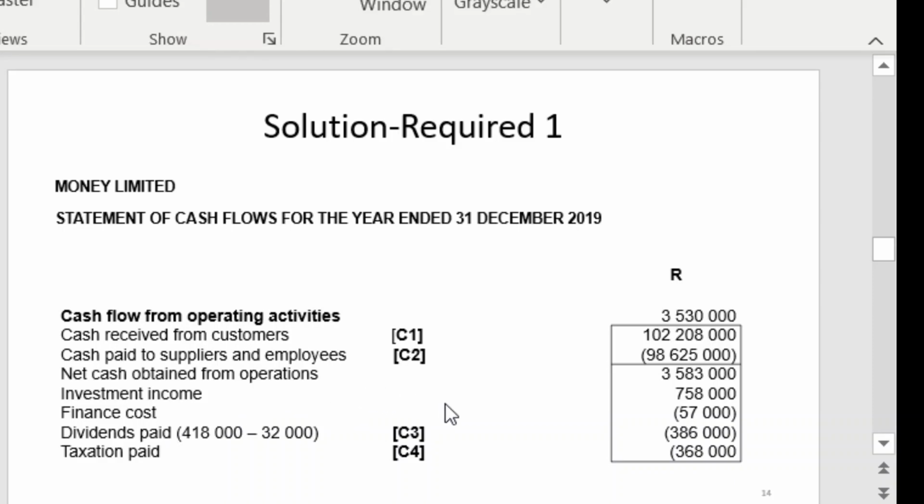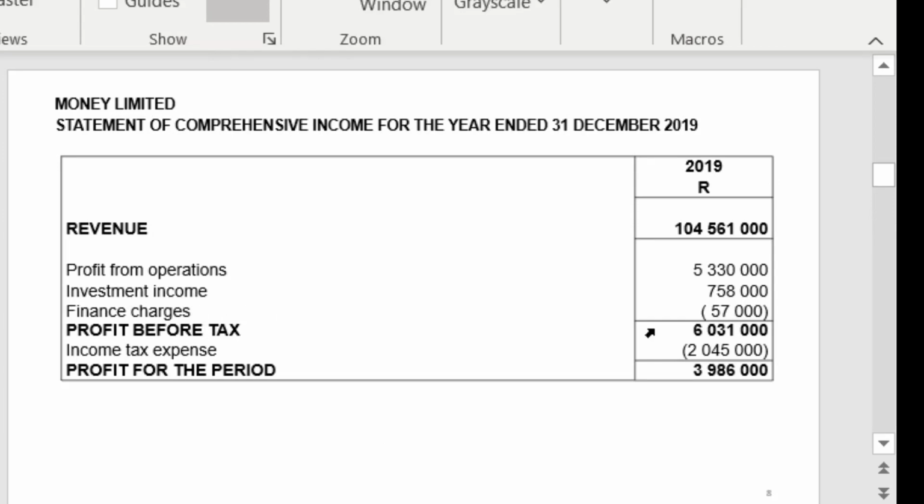There's no calculations on this one because this is provided. This is provided under the statement of comprehensive income. If we go to the statement of comprehensive income that is provided to us, we have been given investment income 750,000 as well as the finance charges. So those are the amounts that has been disclosed under the cash operating from operation. So it means that this investment, it relates to operation, and the finance charges as well relates to operation.